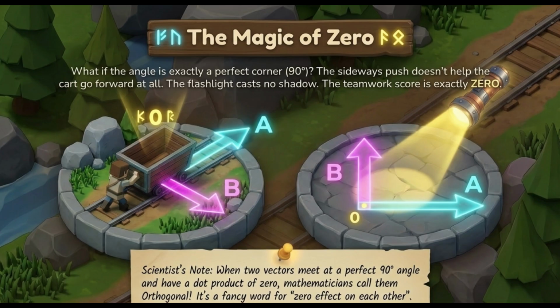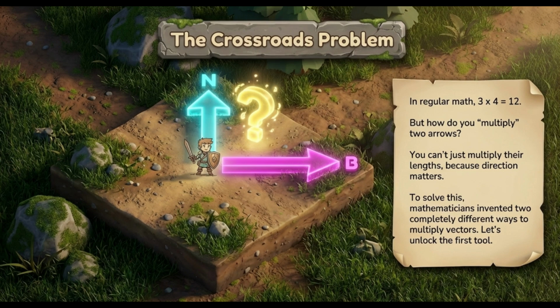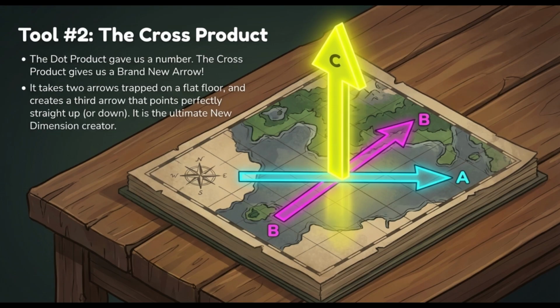Okay, so the dot product gives us lighting on flat ground. But here's where it gets really interesting. How do we escape the flat map? Right, because we want to build a 3D wall. We need a way to build straight up. Which brings us to tool number 2, the cross product. Yeah, the dot product gave us a flat number score, but the cross product takes 2 flat arrows and creates a brand new arrow pointing straight up or down. It literally creates a new dimension.